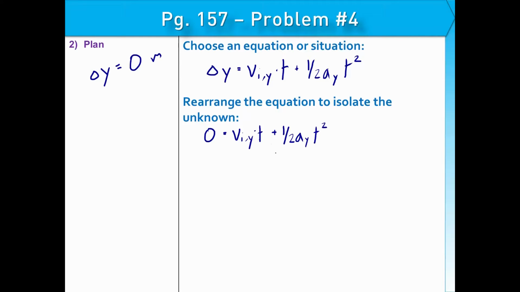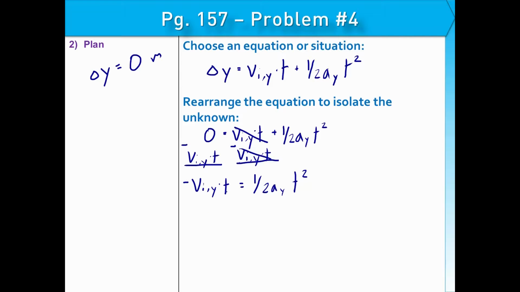time squared. To get time by itself, I'm actually going to move one of the terms over. So I'm going to move this term to my left hand side. So I'm going to subtract initial velocity in y times time, so that now this term and this term will cancel. So I'm going to get negative initial velocity in y times time is equal to 1/2 acceleration y times time squared.